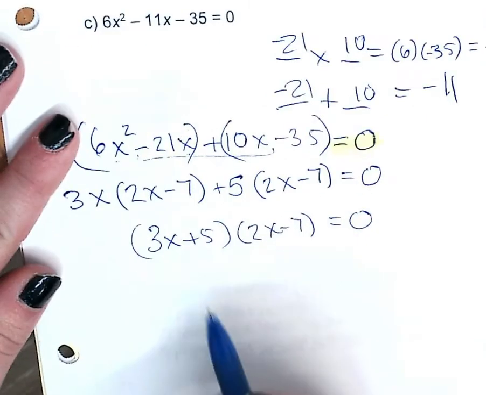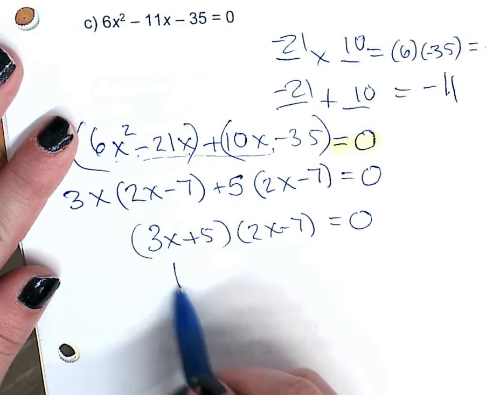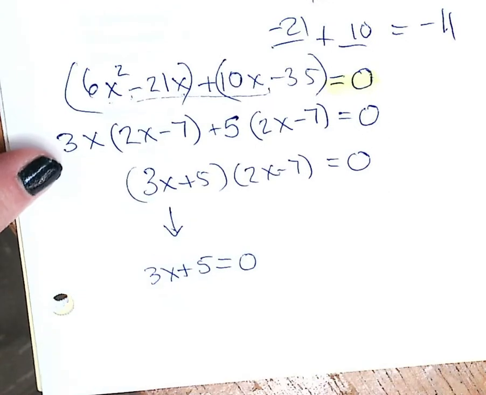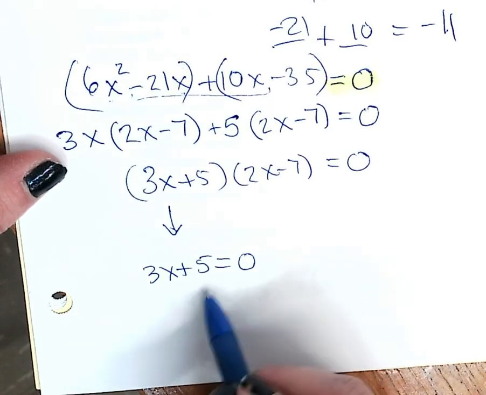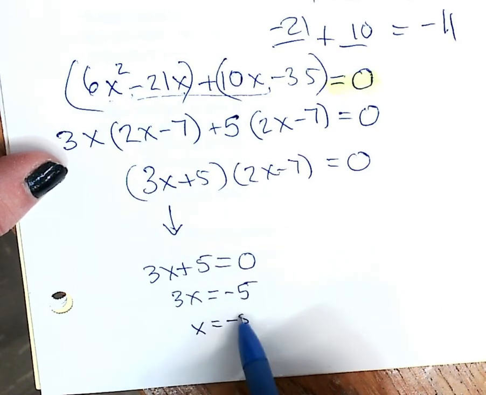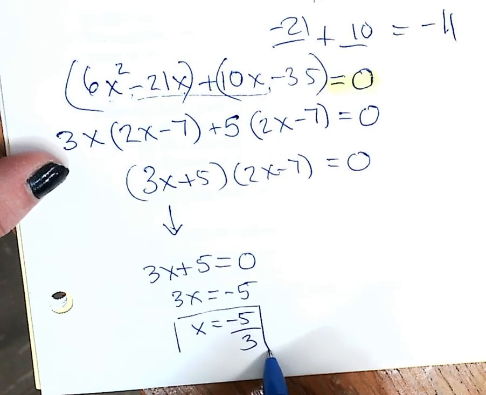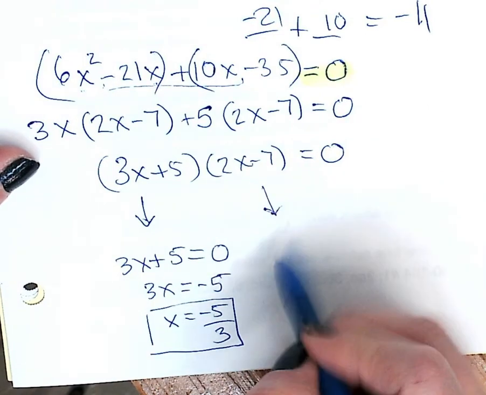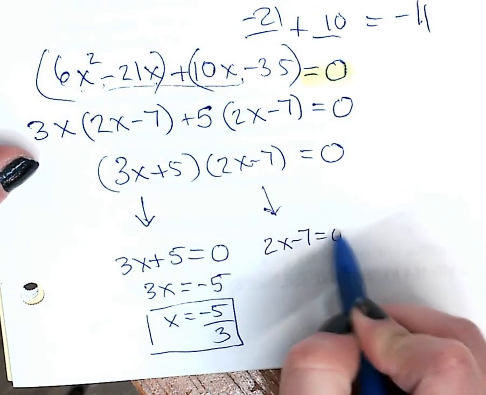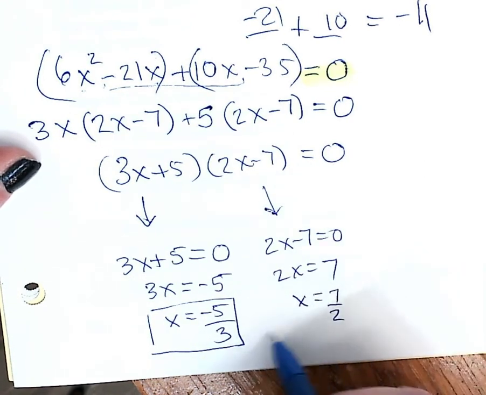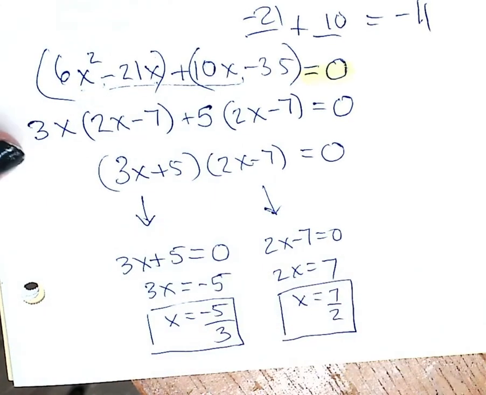And now we have to figure out what would make each of them 0. So if we take the first one and we say 3x plus 5 equals 0, we need to solve and see what would make this 0. Okay, so do a little bit of basic algebra, subtract 5 from both sides, and then divide both sides by 3. So one solution would be negative 5/3, and the other solution would be, we add 7 to both sides, divide both sides by 2, so we have 7/2 as our solution.